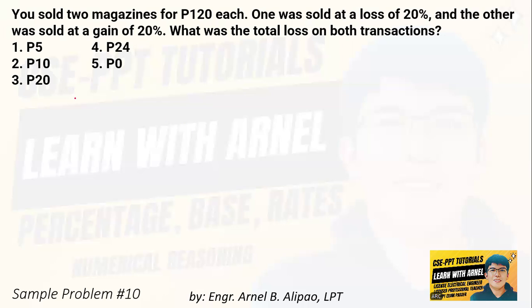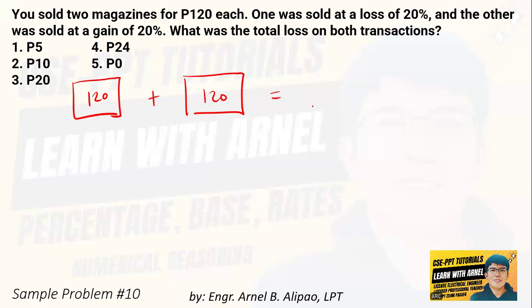It says here that you have two magazines being sold. So I'm gonna illustrate it for you. You have two magazines, 120 pesos each. So let's say 120 pesos, then 120 pesos. So in total, how much did you have after selling those two magazines? You have 240 pesos. Okay, so that's our reference.